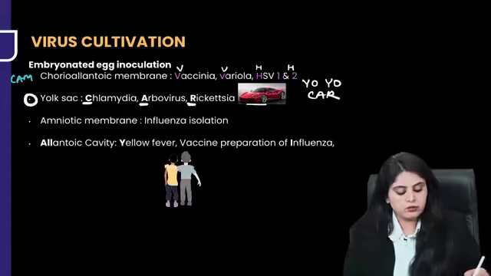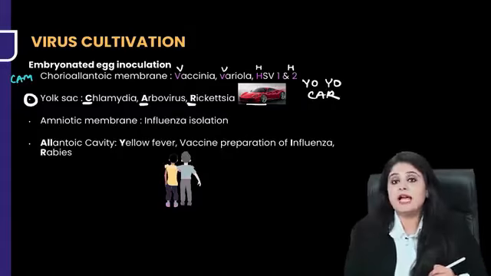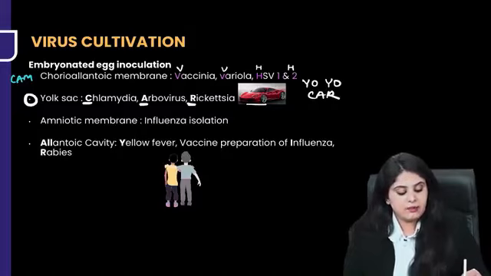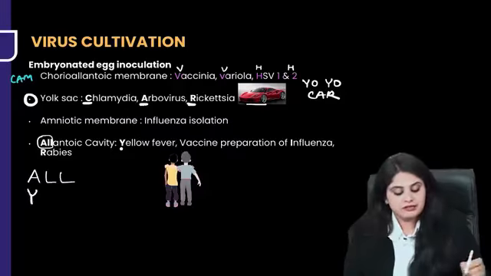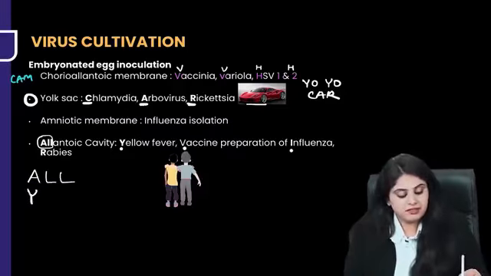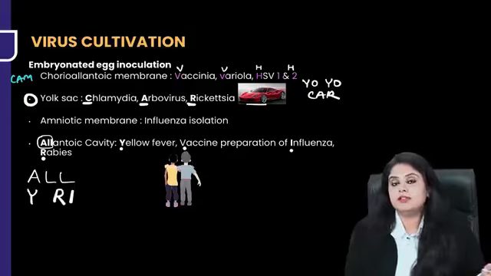Now look at these two. Look at the amniotic cavity and the allantoic cavity. You will say, ma'am, in the allantoic cavity, number 1, you have grown yellow fever. Secondly, there has been a vaccine preparation of influenza, and there has also been growth of rabies. So growth of rabies virus is also done.